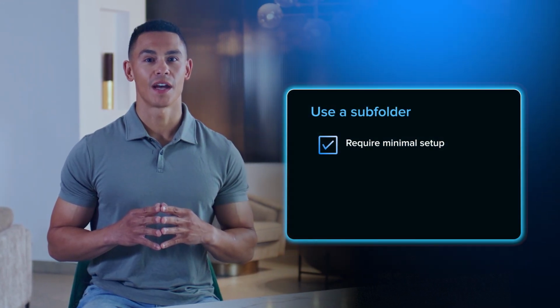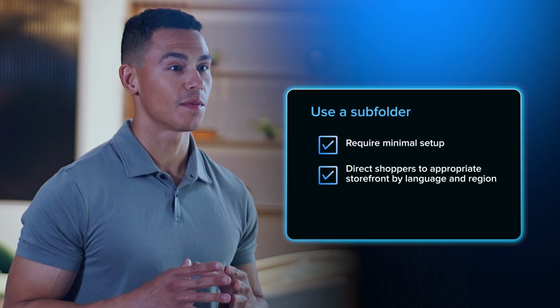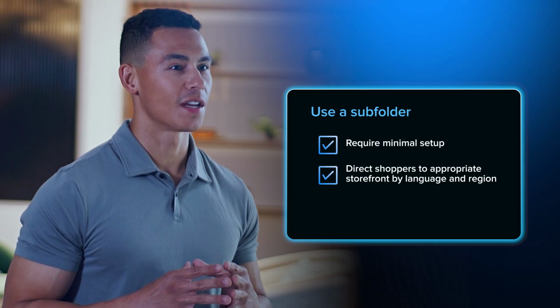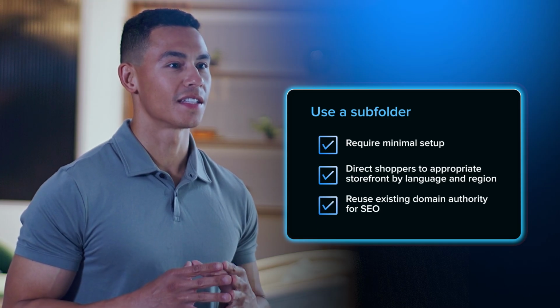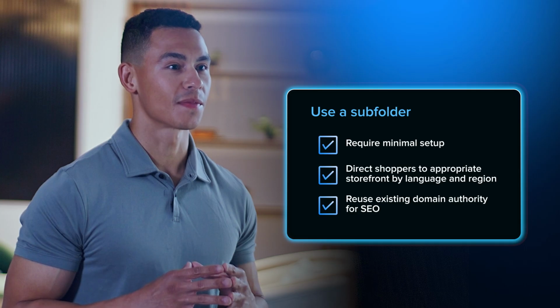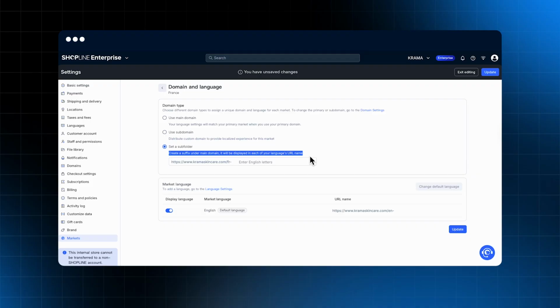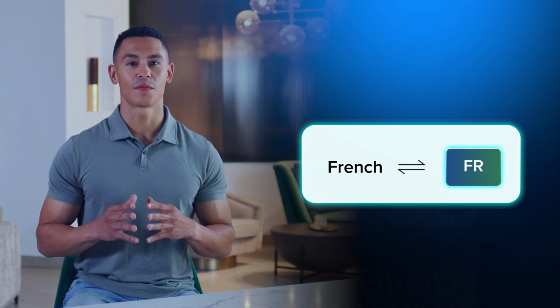When setting up SHOPLINE markets for the first time, subfolders are recommended because they require minimal setup, help direct shoppers to the appropriate storefront based on language and region, and reuse your existing domain authority for SEO. With this setup, you can assign a specific default language to the market. For example, French for France.